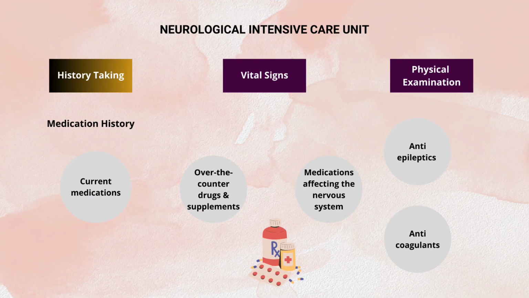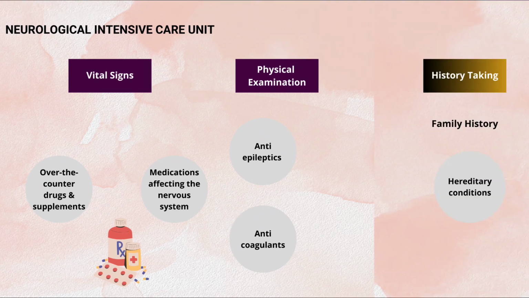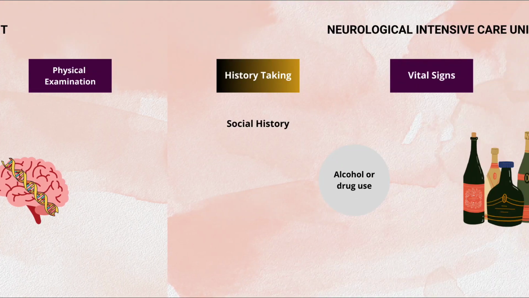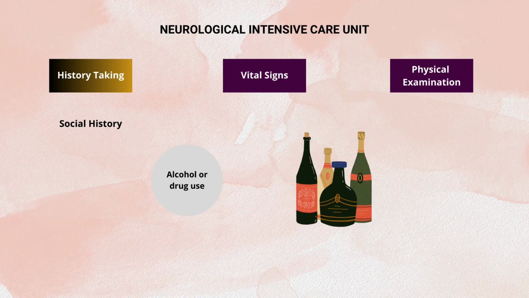Medication history includes current medication, over-the-counter drugs and supplements, medications affecting the nervous system like anti-epileptics, anticoagulants. Next comes the family history, including hereditary conditions like neurodegenerative diseases or familial stroke history. Social history should include alcohol or drug use, which affects the nervous system.